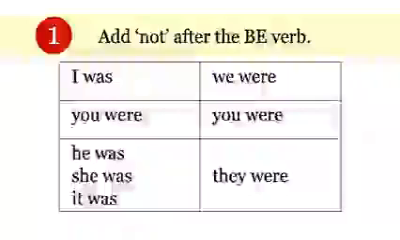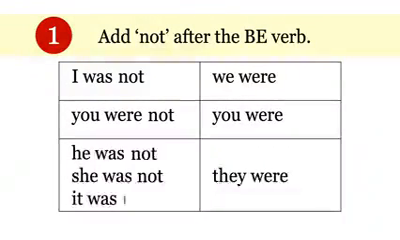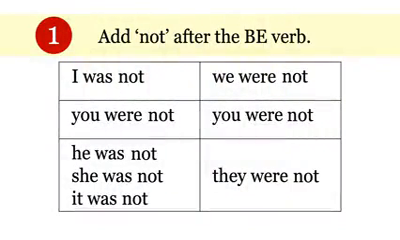The first way is add not after the be verb. You know this already. I was not, you were not, he was not, she was not, it was not, we were not, you were not, they were not. It's all the same, just add the word not.